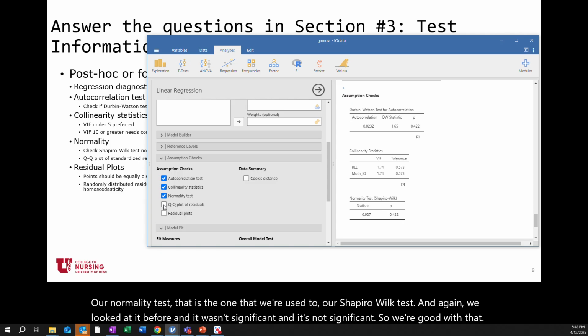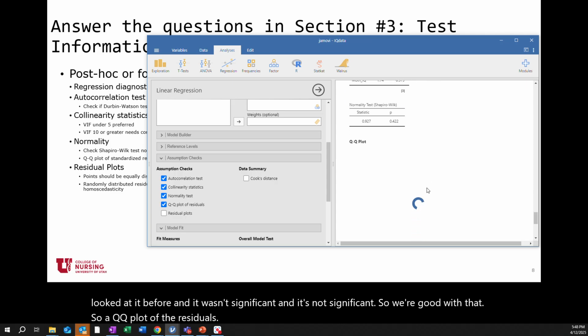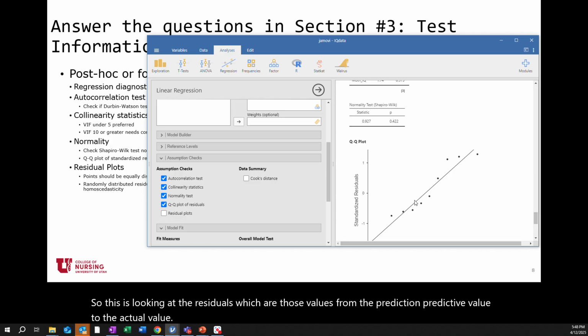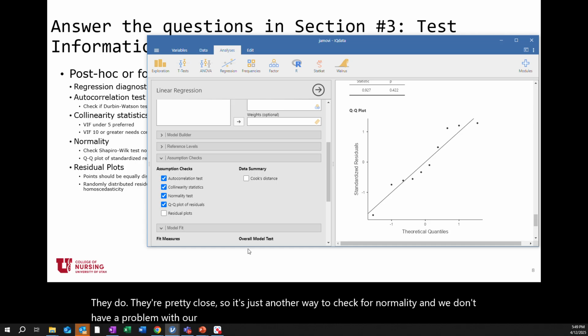So a QQ plot of the residuals. This is looking at the residuals, which are those values from the predicted value to the actual value. And this is just looking at these along the normal line here, and you want your values pretty close to that. And they're pretty close. So it's just another way to check for normality, and we don't have a problem with our normality assumption.